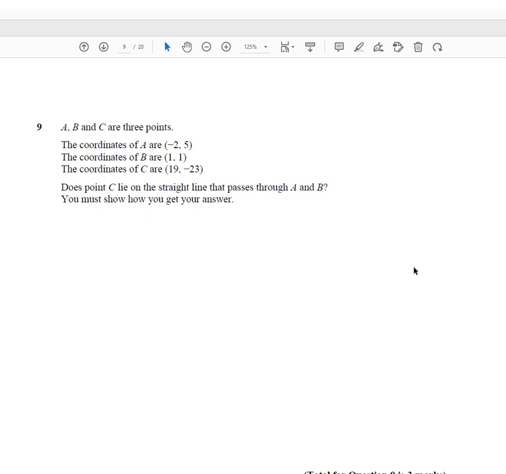So let's just refresh our memory about how we find gradient. You need to find out two things and then do a calculation. So if we're going from A to B, I'll do this for you. You need to find out the change in x, how much you've gone along. You've gone from -2 along to 1. That's a difference of 3. You've gone 3 to the right.